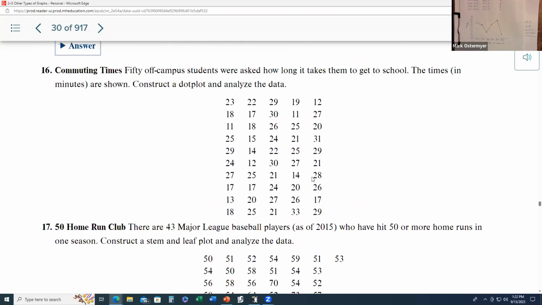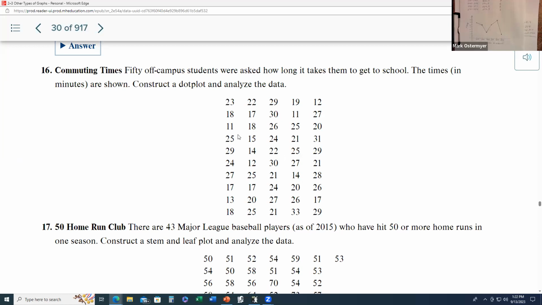All right, data set number 16 here. 50 off-campus students were asked how long it takes them to get to school. The times in minutes are shown. Construct a dot plot to basically organize this data. So I want you to build a dot plot. Remember, a dot plot just makes use of one horizontal axis. You're gonna have to scale your axis according to the range of this data.